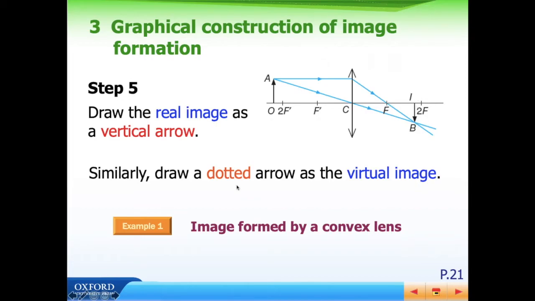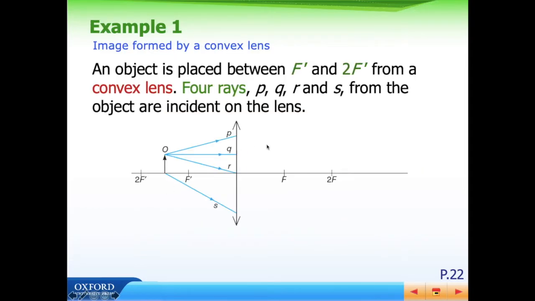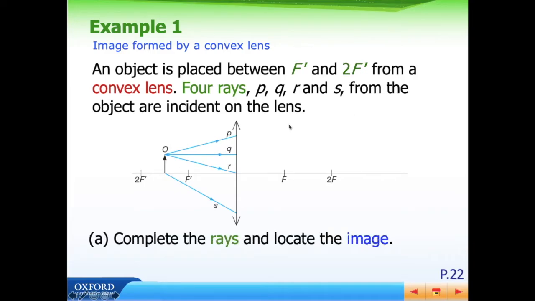So to have a good understanding of this graphical construction of image formation steps, let us have this example. An object is placed between F prime and 2F prime from a convex lens. Four rays, P, Q, R, and S, from the object are incident on the lens. Question: complete the rays and locate the image.